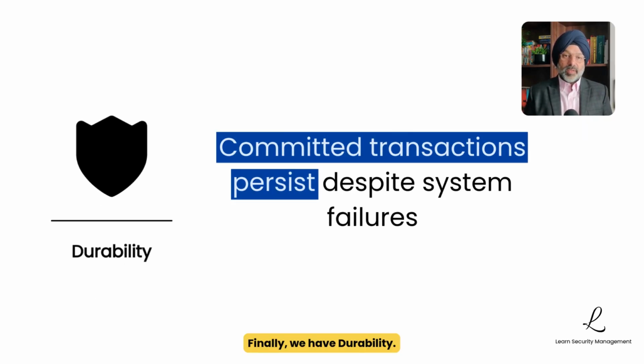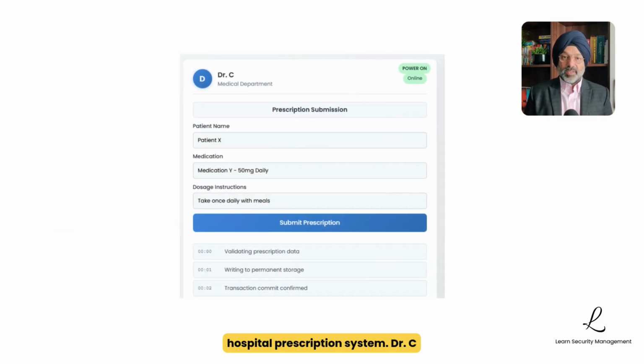Finally, we have durability. This property guarantees that once a transaction is committed, it remains committed even in the event of system failure. Let's demonstrate durability using our hospital prescription system. Dr. C is prescribing medication for patient X. Watch what happens to this critical data when a power outage occurs during the prescription submission process.